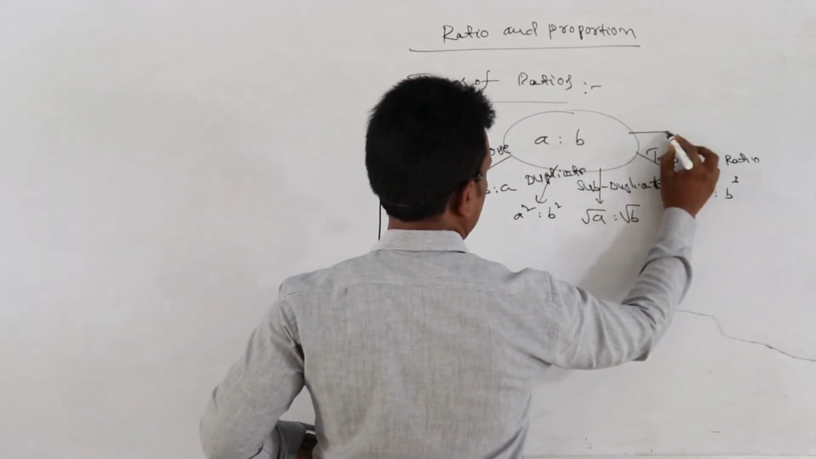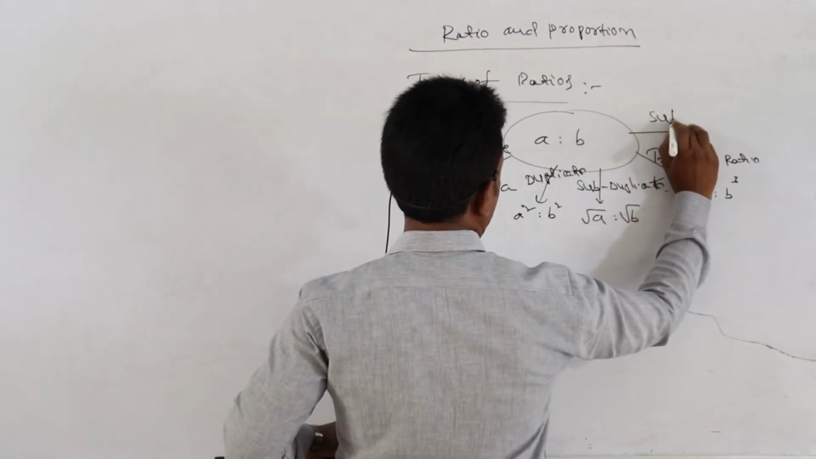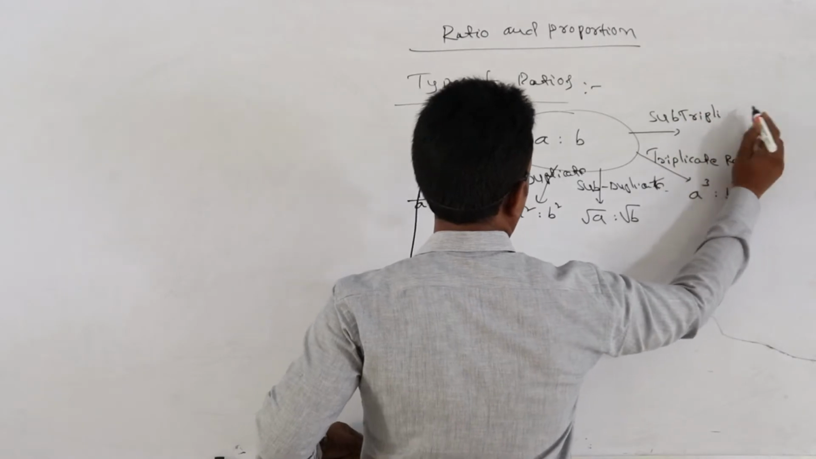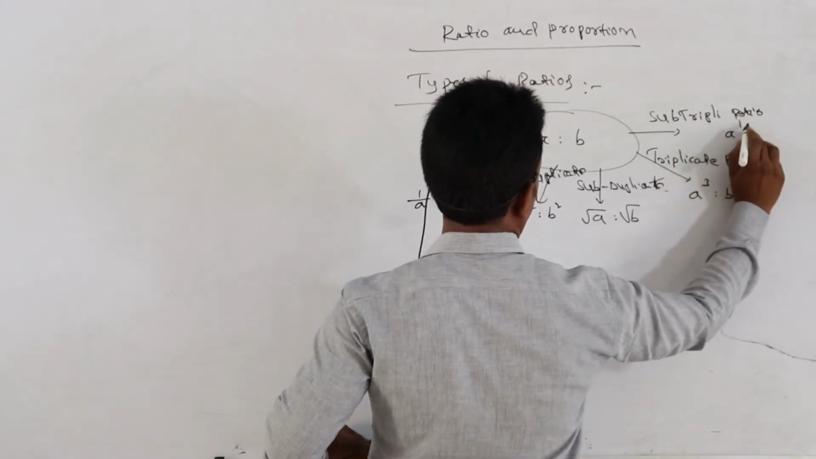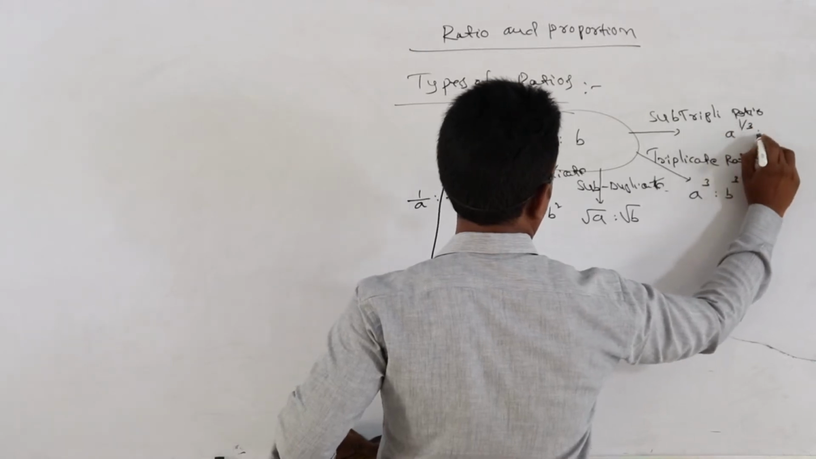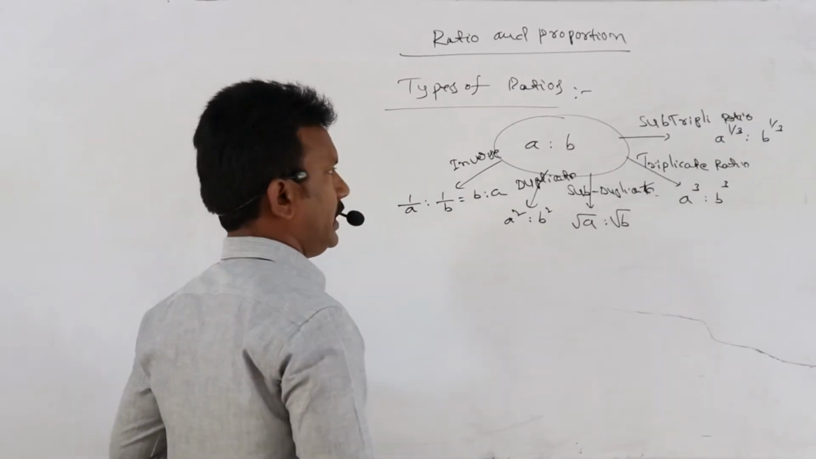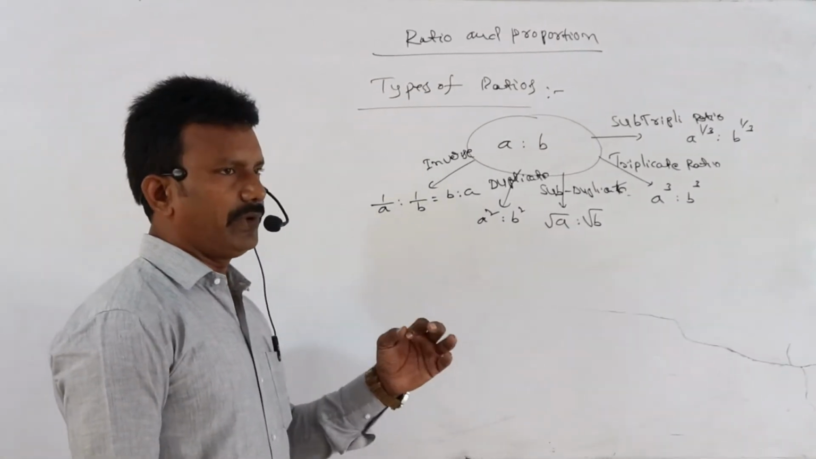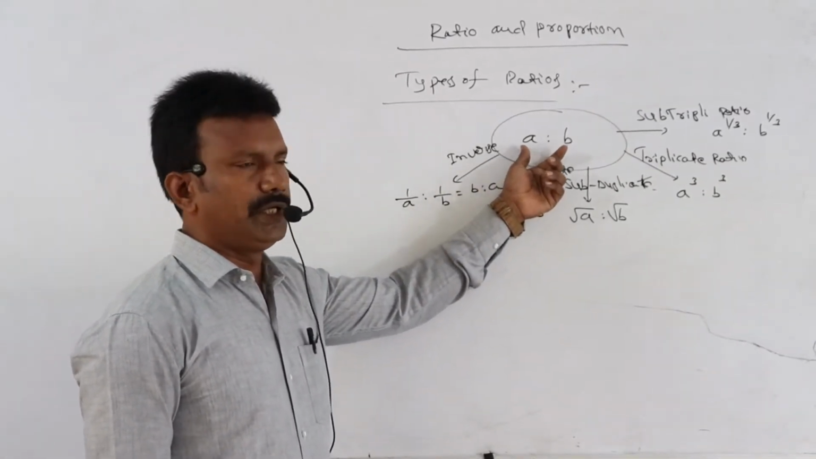The next type of ratio is subtriplicate ratio, which is defined as A power 1 by 3 is to B power 1 by 3. So we are defining a total of five different ratios for the given ratio A is to B.